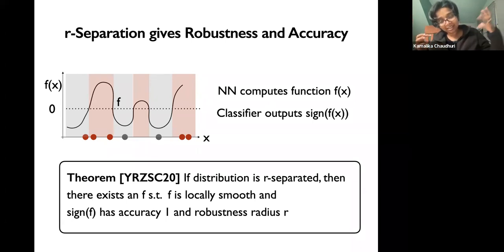Remember how neural networks compute a function and then we get a label by rounding that function. So there exists a function f so that f is locally smooth and sine of f has accuracy 1 and robustness radius r, right? And this always exists. So this raises the question of what happens with real data. Like, is real data R separated?